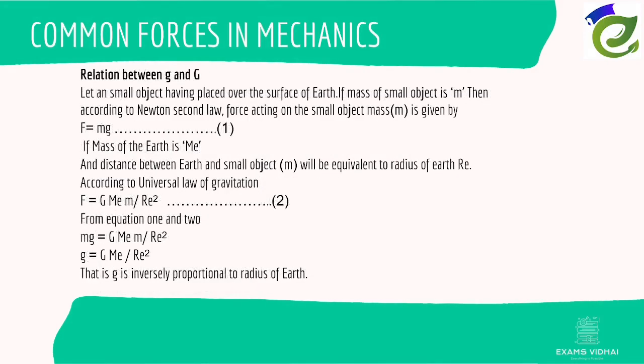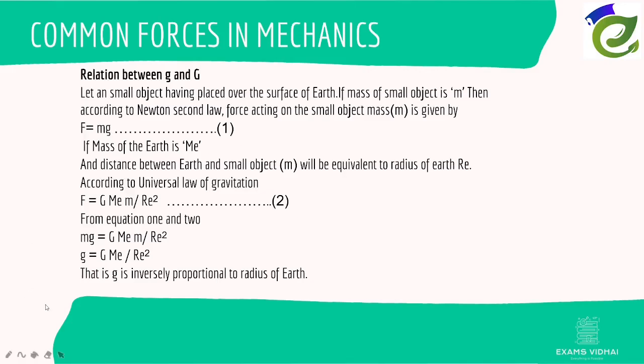Now, the relationship between small g and capital G. The small g is known as the acceleration due to gravity, and capital G is the universal gravitational constant. Let a small object be placed on the surface of the earth. If the mass of the small object is m, then according to Newton's second law, F is equal to mg. Since gravity is coming into play, instead of a we use small g here, that is acceleration due to gravity. And the mass of the earth is Me.